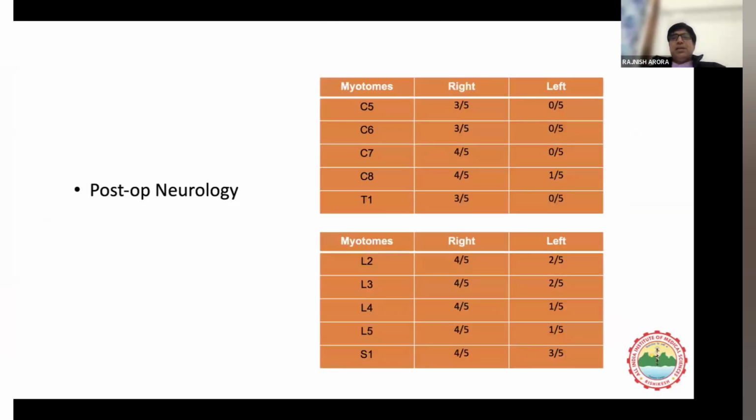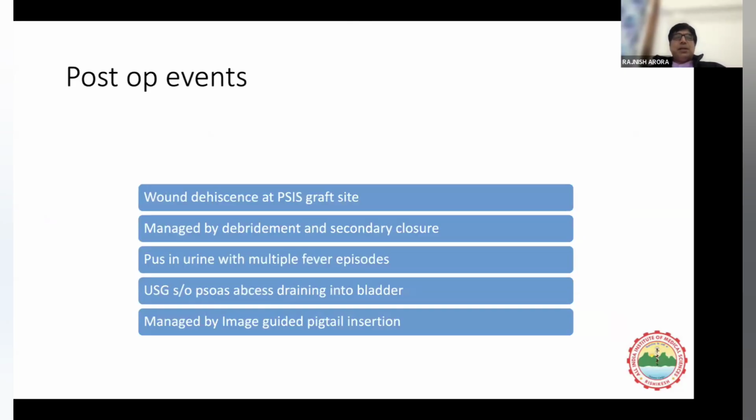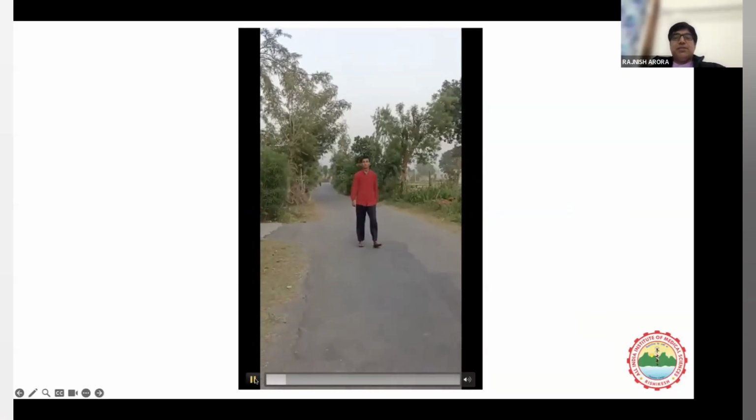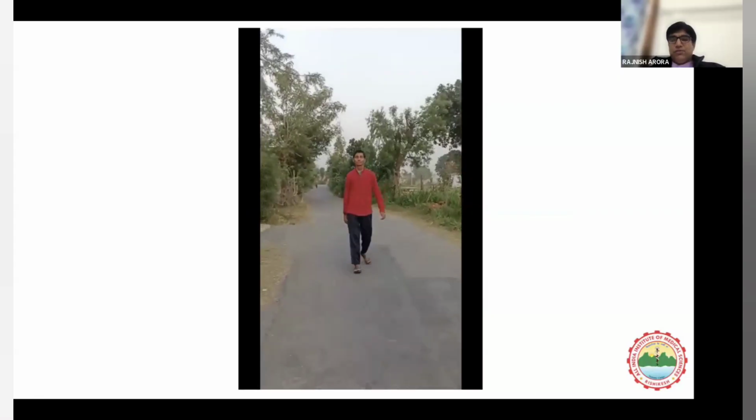So in the immediate post-operative period, there was slight betterment of the power, but not quite significant. But he developed a few complications: a wound dehiscence at the graft site, which required debridement, then he developed pyuria and an abscess in the abdomen which required a pigtail insertion. However, we were lucky that after a few months, the boy sent us a video, and now he's doing fairly fine.